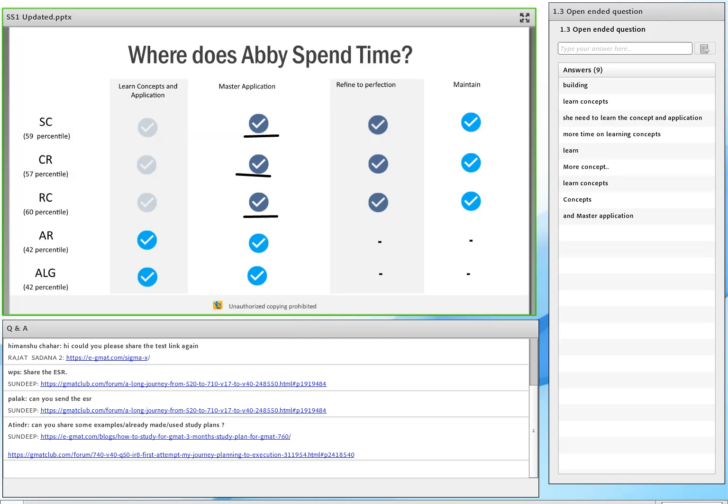Okay, and that's really important. Remember this. A study plan should not just tell you what you should do, it should also tell you what you should not do. And when you see a chart like this, you can really see both what you should do and what you should not do.